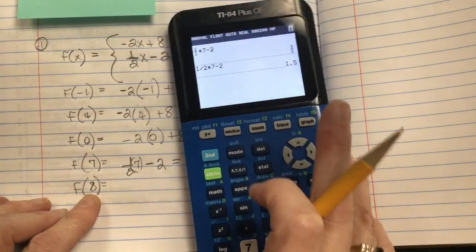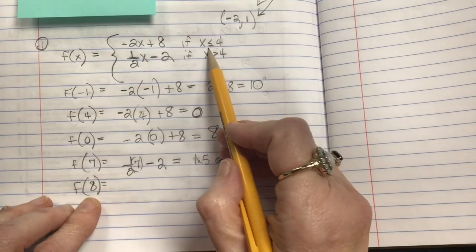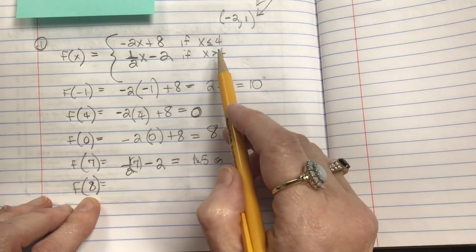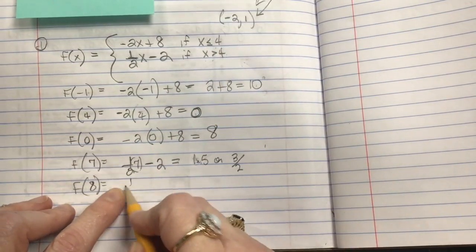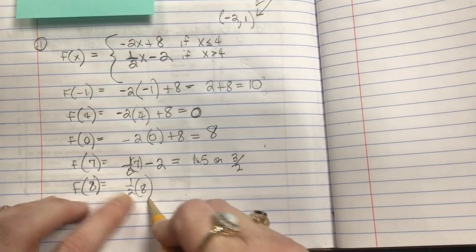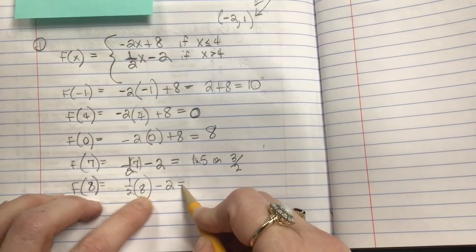So where is 8? Less than 4, greater than 4, where does it fall into this? Bottom one, 1/2 times 8 minus 2, that's 4 minus 2, which is 2.